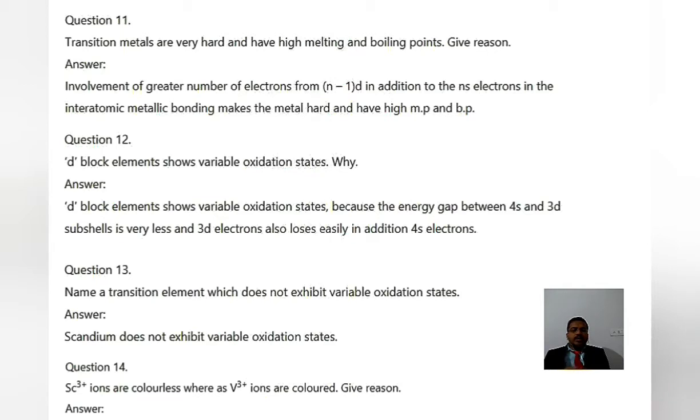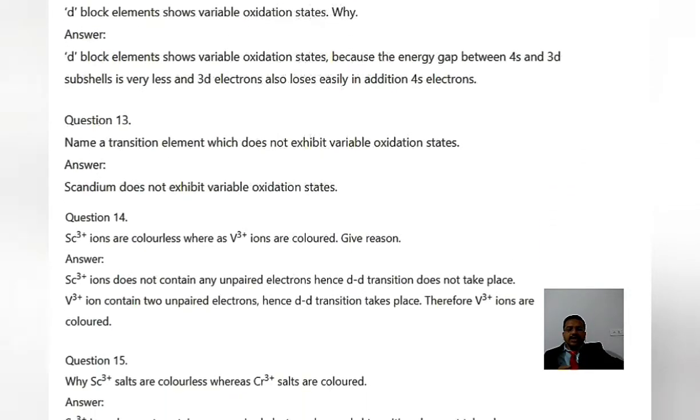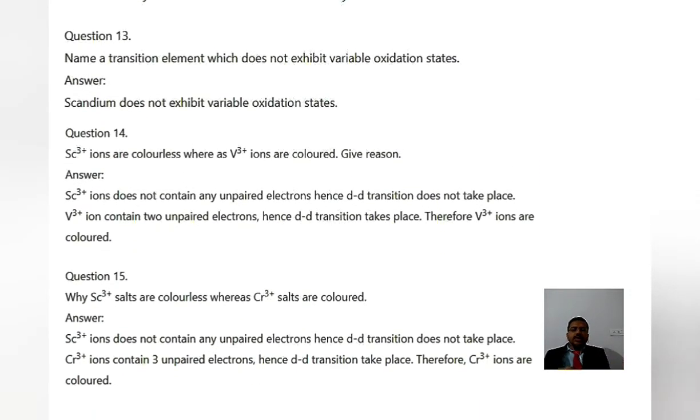Question number 12. D block elements show variable oxidation state. This is the same reason. Transition metals have incompletely filled d orbitals, and the electrons of the d orbital will be taking part in the bond formation. When these electrons are involved in the bond formation, this results in variable oxidation states. Question number 13. Name the transition element which does not exhibit variable oxidation state. The answer is scandium. It will exhibit only the Sc3+ oxidation state.